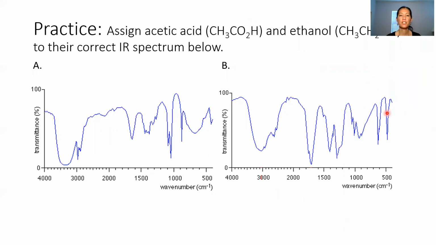So let's just practice, and this will be the last part of the video. I'm going to give you two spectra to look at. One of them is of acetic acid with a carboxylic group. The other is of ethanol. Correctly assign them. So pause this, take a look, and make your decision.